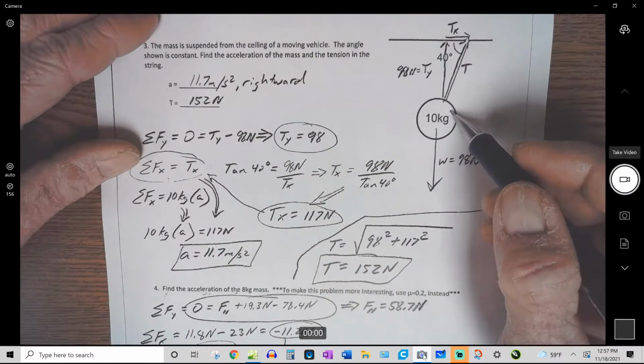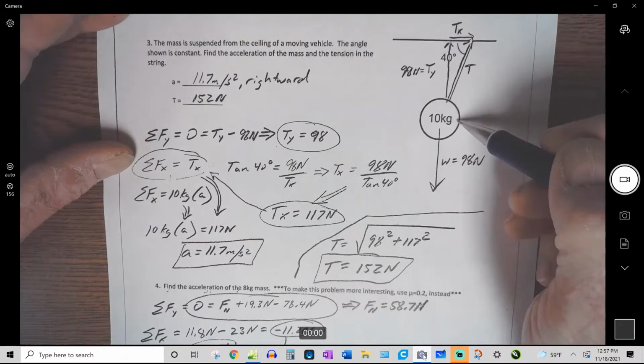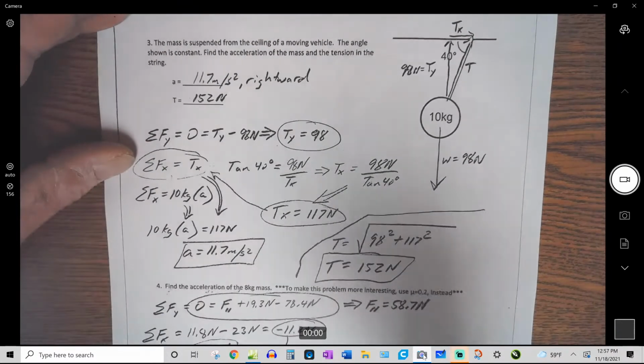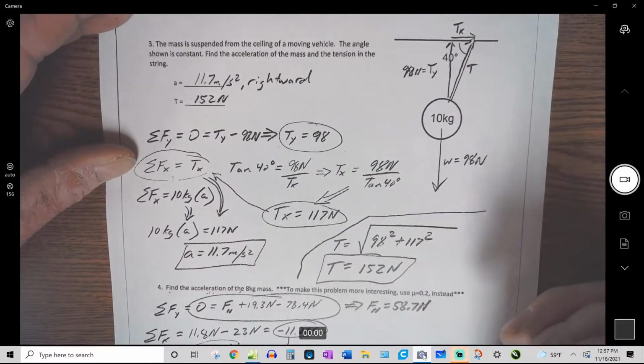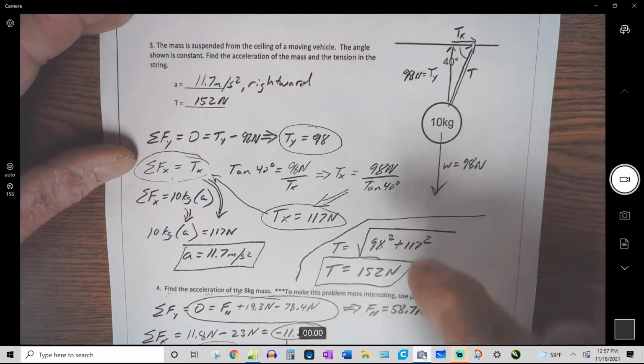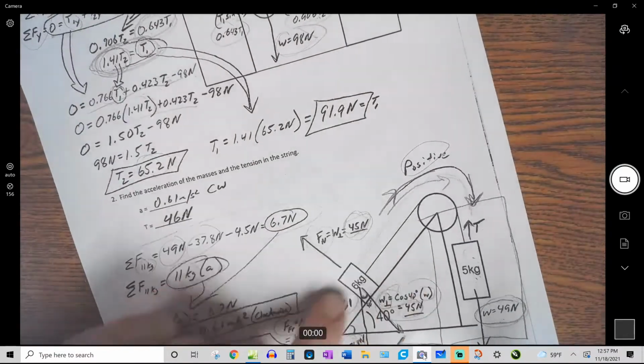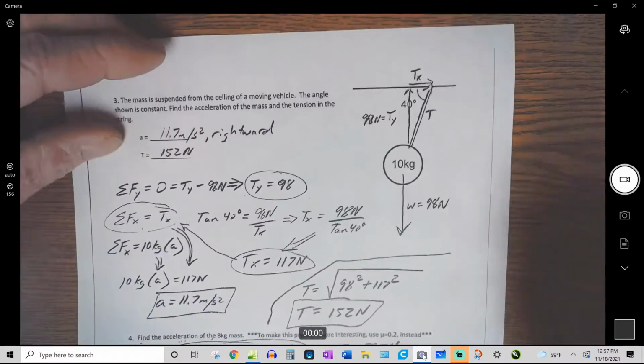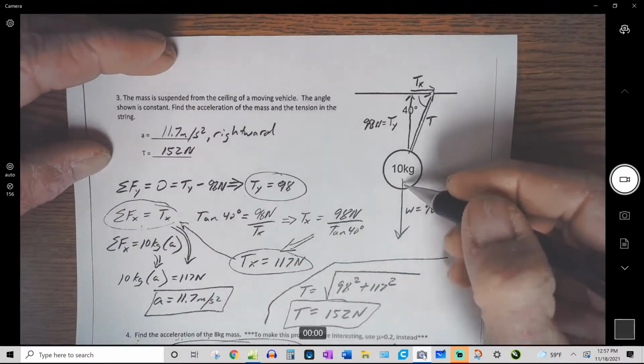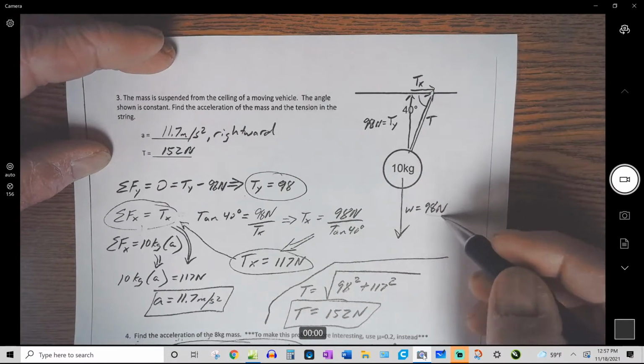The first step is to draw all the forces on this and then resolve any forces into x and y components. That's what you do with number 1, number 3, and number 4. Number 2 is the only one where you resolve things into parallel and perpendicular components. So there's the weight, 98 newtons.